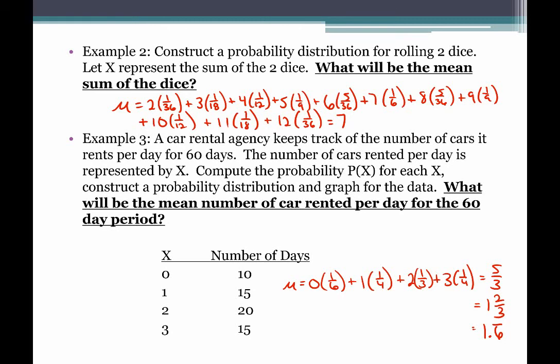This is still a mean. It's still a measure of average. Okay? So it's not needing to be taken literally, like I can't rent 1 2/3 cars, so the answer doesn't make sense. It's just the average number of cars. That's all it is.